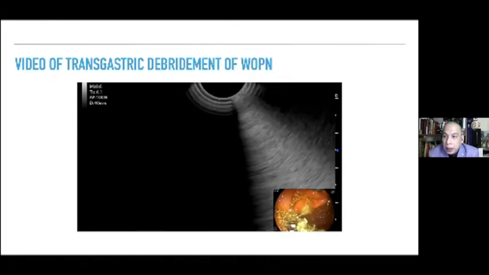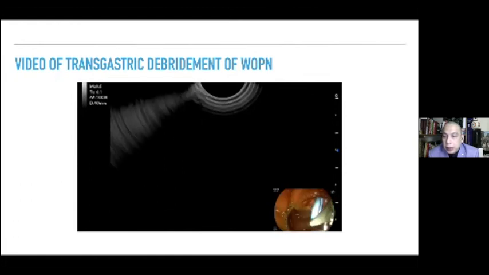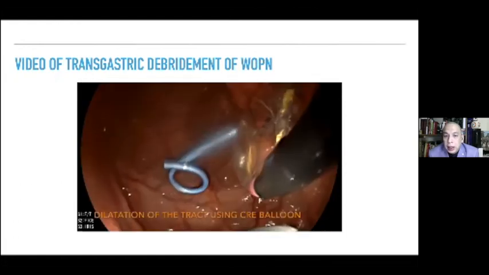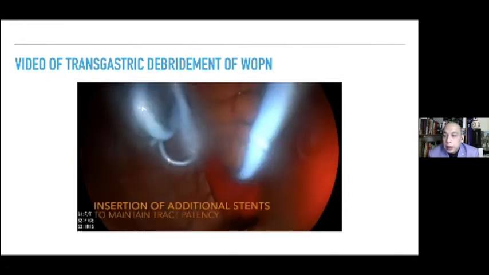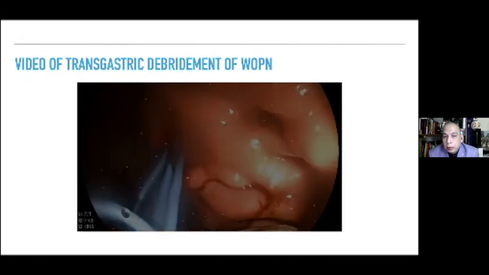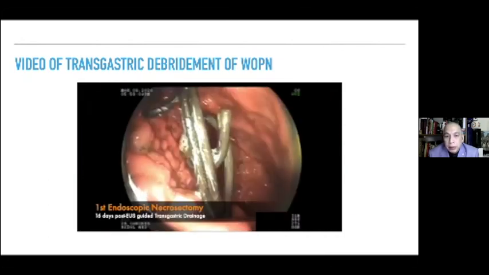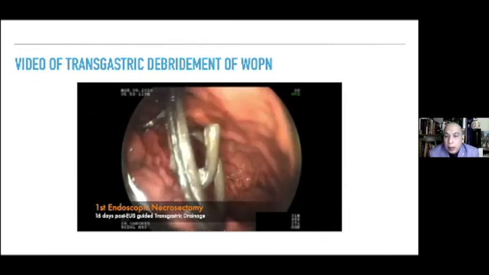country, or is it? Even if it's available, it's a little bit expensive. We use just a plastic stent, and dilate the tract to be able to put multiple stents and just come back later on if this patient will prove to be walled-off pancreatic necrosis. And we just come back for re-debridement.